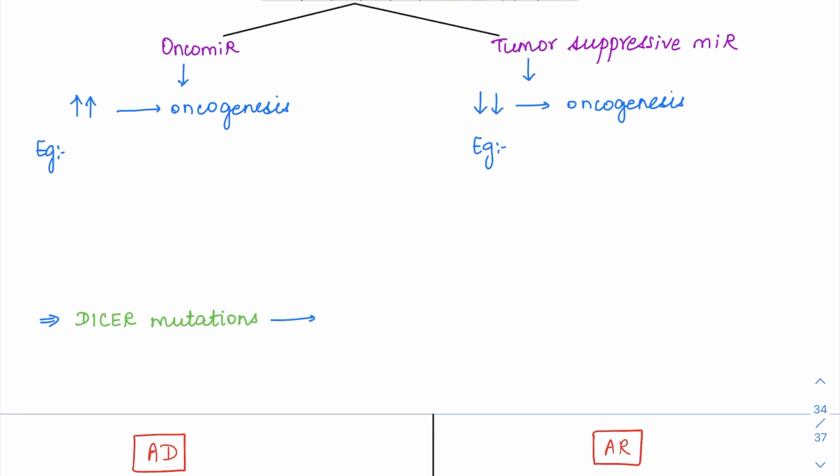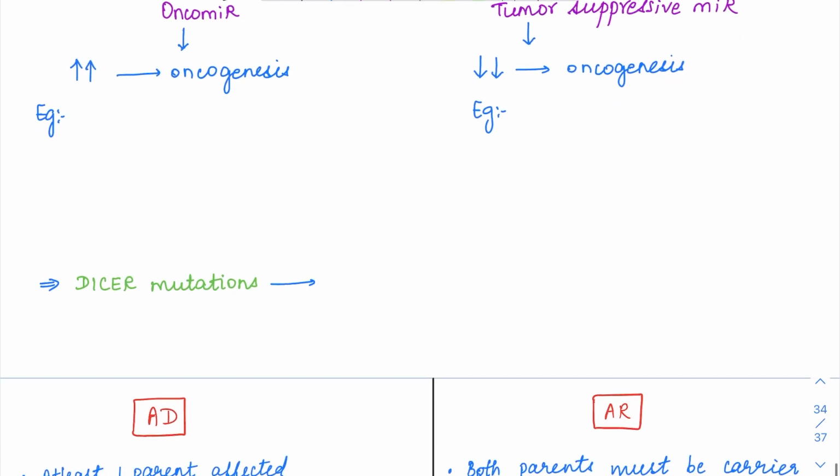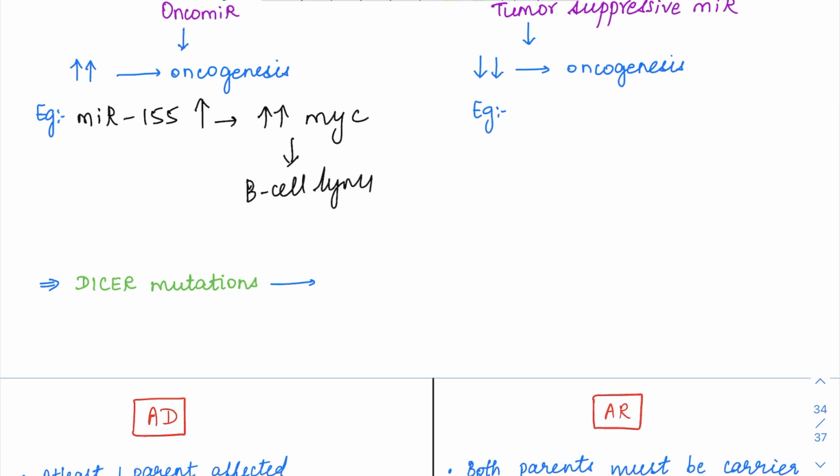Let's see examples of these oncomirs and tumor suppressor mirs. An oncomir example is microRNA 155. Increased expression of this oncomir is going to cause upregulation of MYC. MYC, we all know, is involved in lots of lymphomas, Burkitt lymphomas and all that, right? So it is going to result in B cell lymphomas.